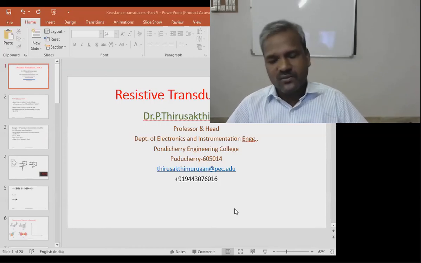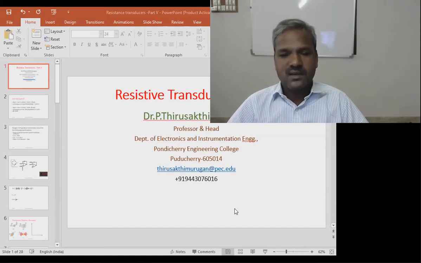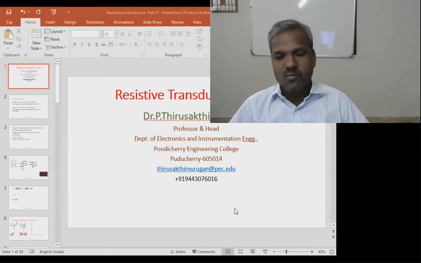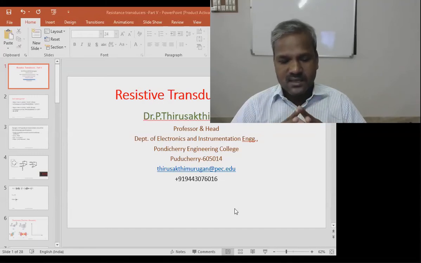Another important specification is the dissipation constant of the RTD. So, what is meant by dissipation constant? Dissipation constant means how much heat can be additionally evolved from the RTD sensing element.